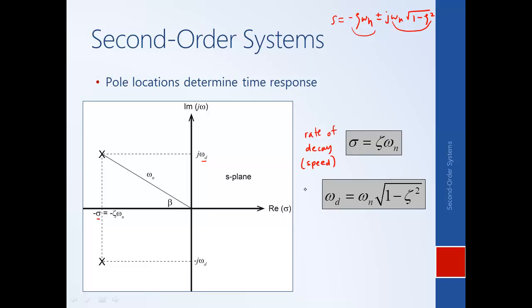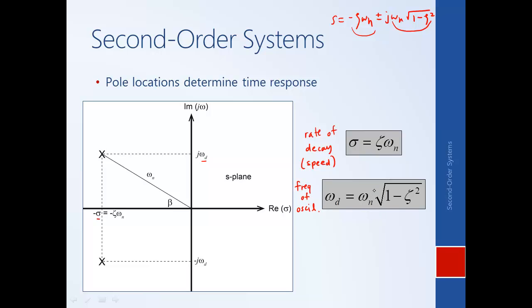And again, the imaginary part tells us the frequency of oscillation, where omega d is also called the damped natural frequency. So this is the actual frequency of the natural response. It's the actual frequency with which the natural response oscillates.